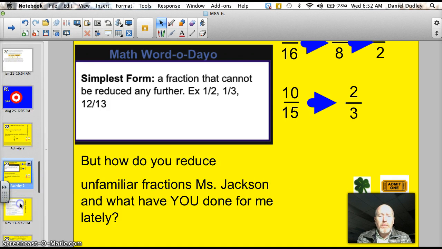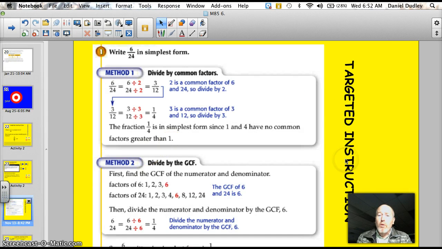Let's move on. This is back from chapter 4. A couple of different ways you can simplify fractions. First of all, you can divide them by common factors. And that's what's going on right here. We just chose to divide this 6/24 by 2. So we divide each by 2, and we got it down to 3/12.